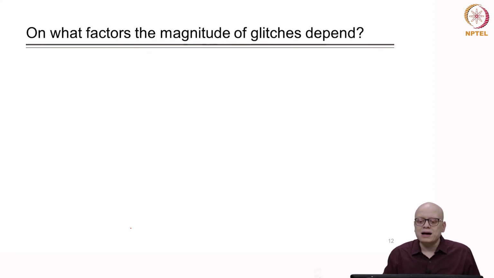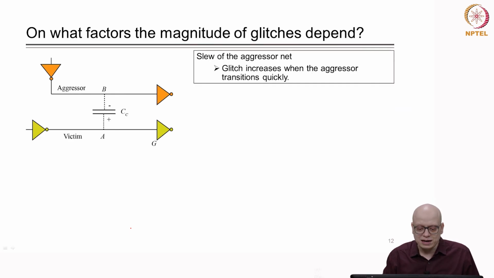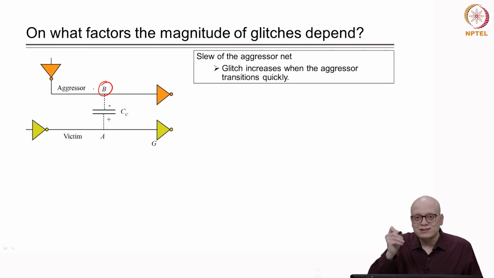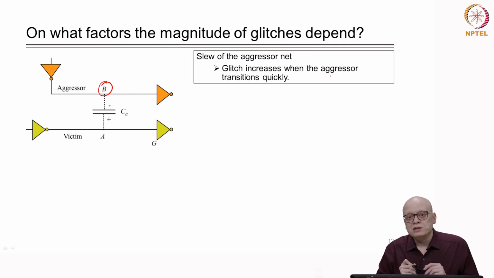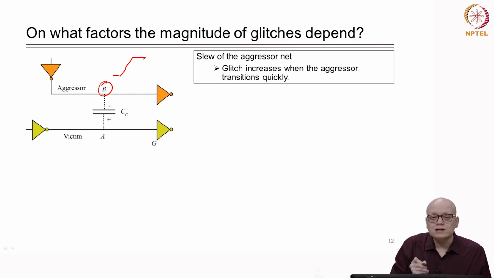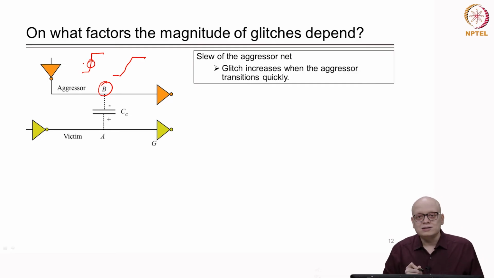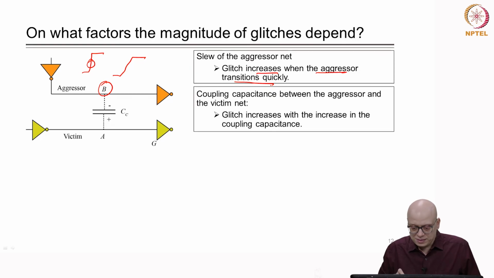Now, on what factors will the magnitude of these glitches depend? The glitch magnitude will depend on how quickly the transition happens in line B. If this line is transitioning very quickly, when the transition is happening very quickly, then the glitches can be more. So, glitch increases when the aggressor line transitions quickly. Then the coupling capacitance between the aggressor and the victim line: the glitch increases with the increase in the coupling capacitance.